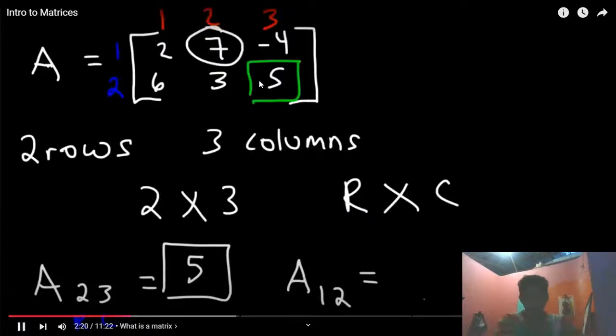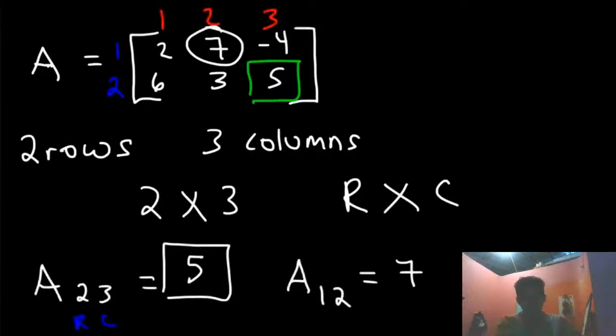So that has a value of 7. Element A21 is in the second row, first column, and so that has a value of 6.